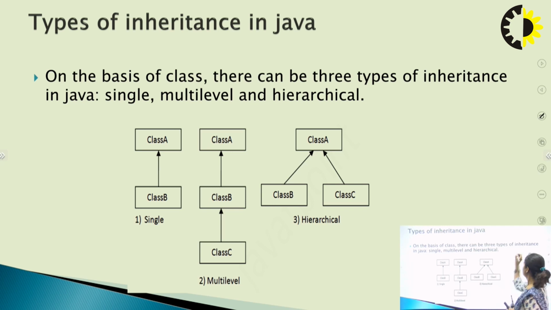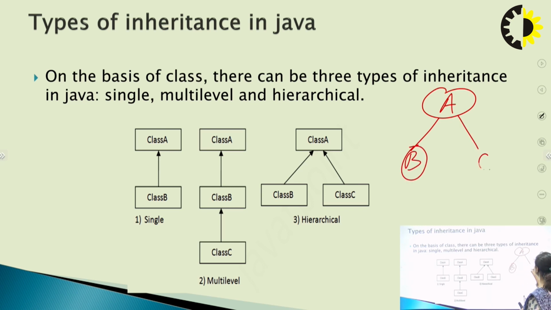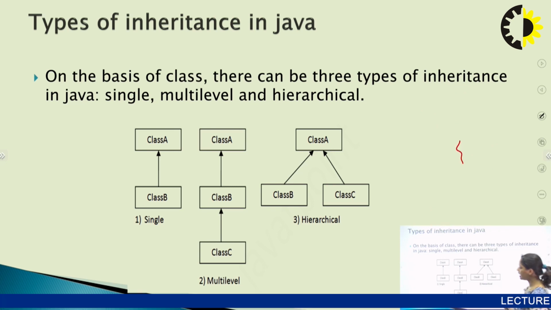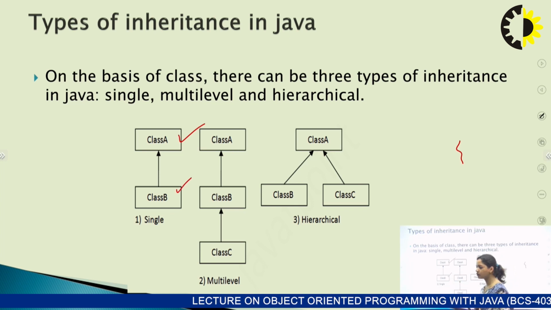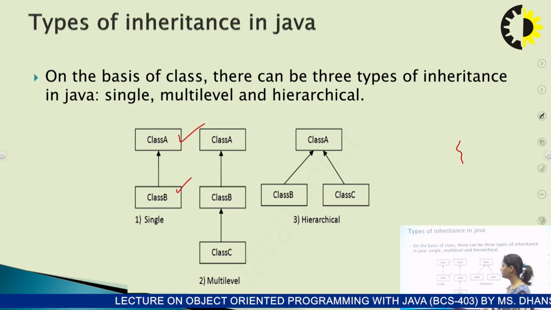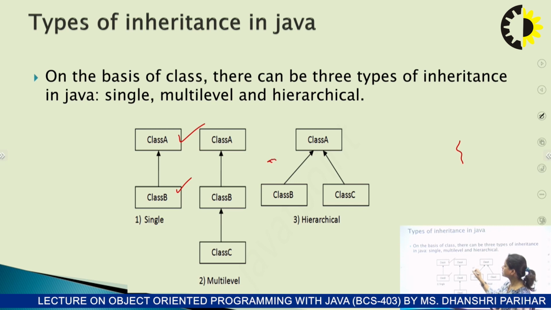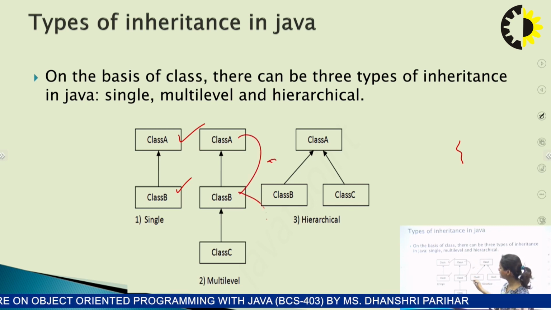That means if we have a class A with two child classes B and C, they cannot have a common child class D. This is not possible in Java. That is multiple inheritance. But the other three possibilities are there. The first one is single inheritance, where we have only one parent class and one child class extending that particular parent class. The second one is multi-level, where A is the parent class of B and B is the parent class of C.